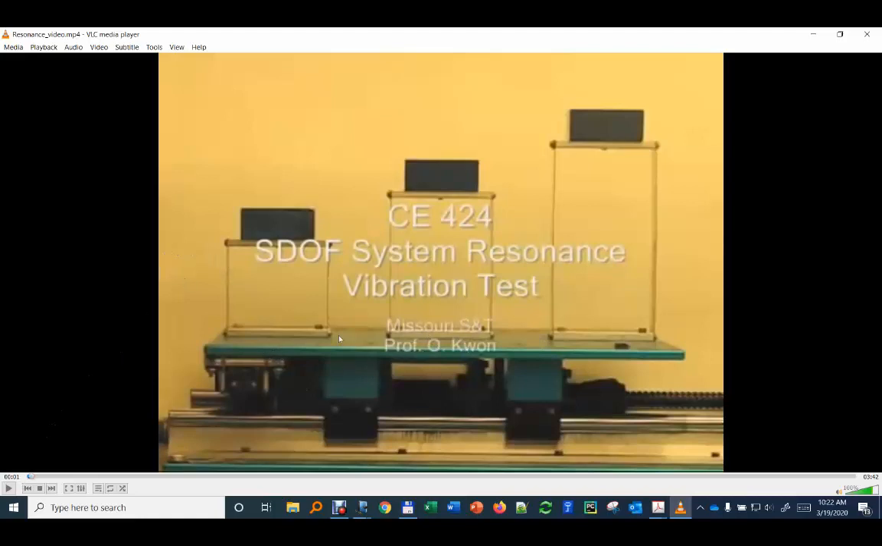But essentially, what is happening? You have a structure which has two columns, and they have one mass at the top. Then in this experiment, the base is being oscillated back and forth, right and left, with different frequencies.